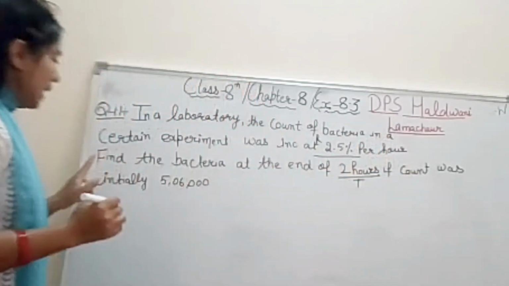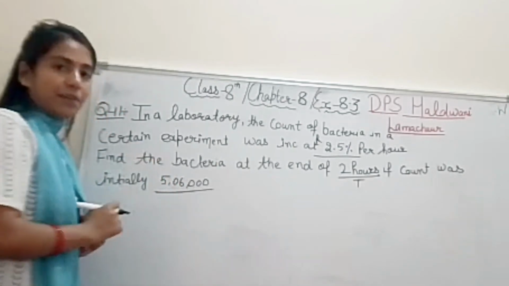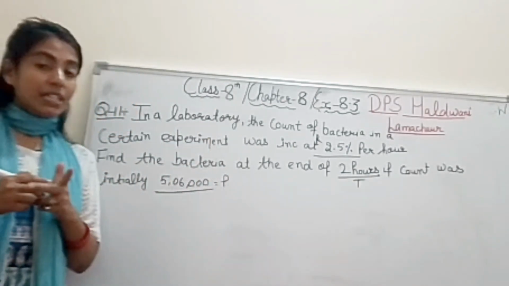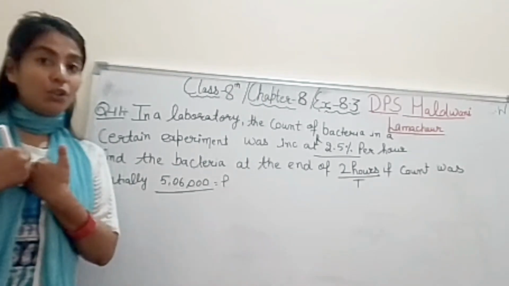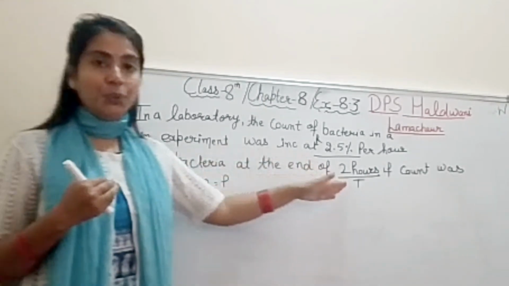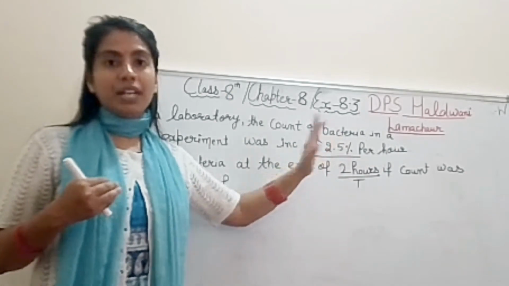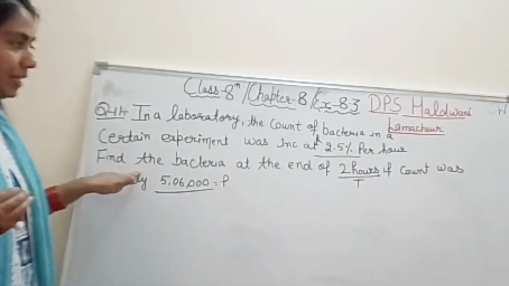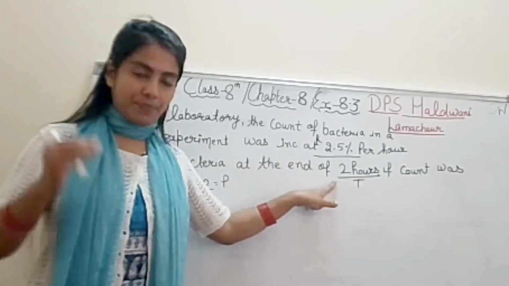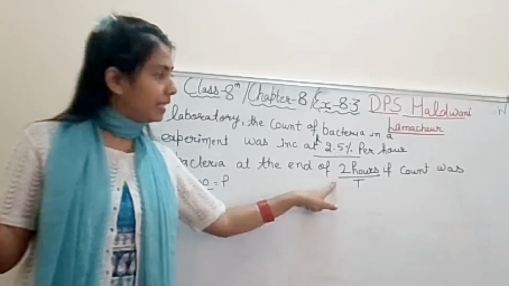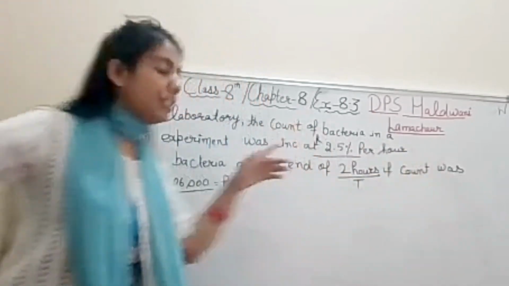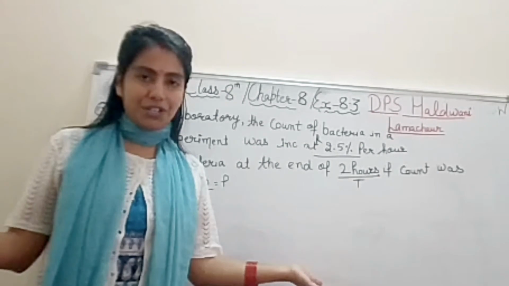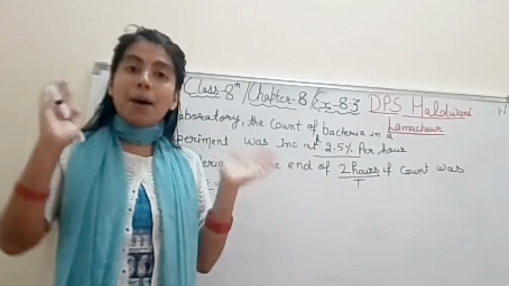If count was initially 1,06,000, so this is the principal because initially is given. Initially means at the start we borrow some money. After 2 hours at this much rate, what do we have to pay? But it is asking you to find the bacteria at the end of 2 hours. What will be the number of bacteria if the count was initially this much? So this is principal, rate, time. Got it, student? So you will find out the amount easily.